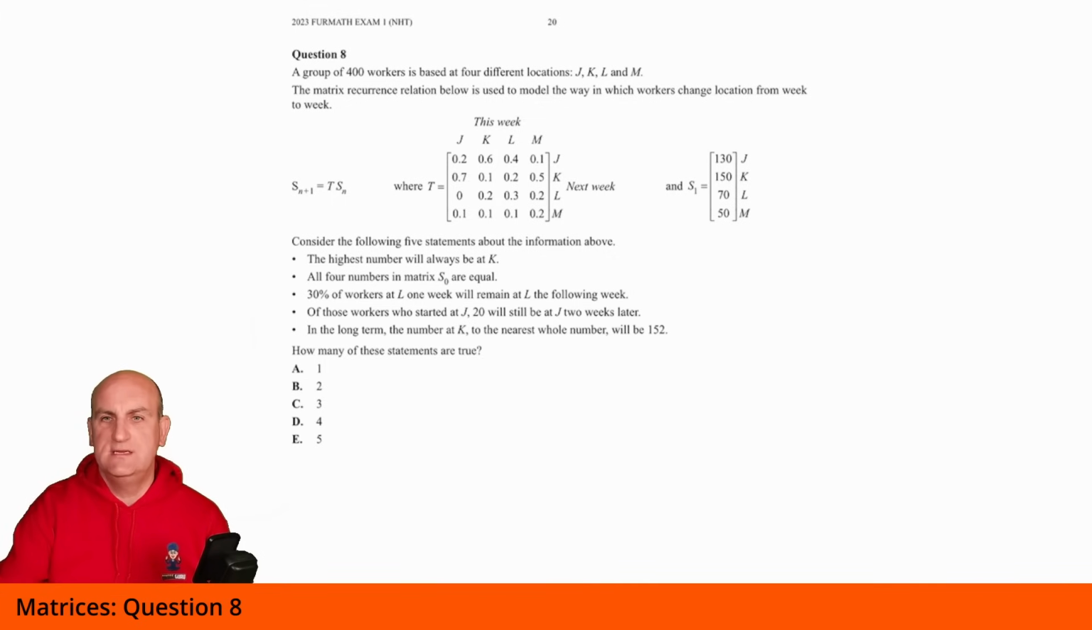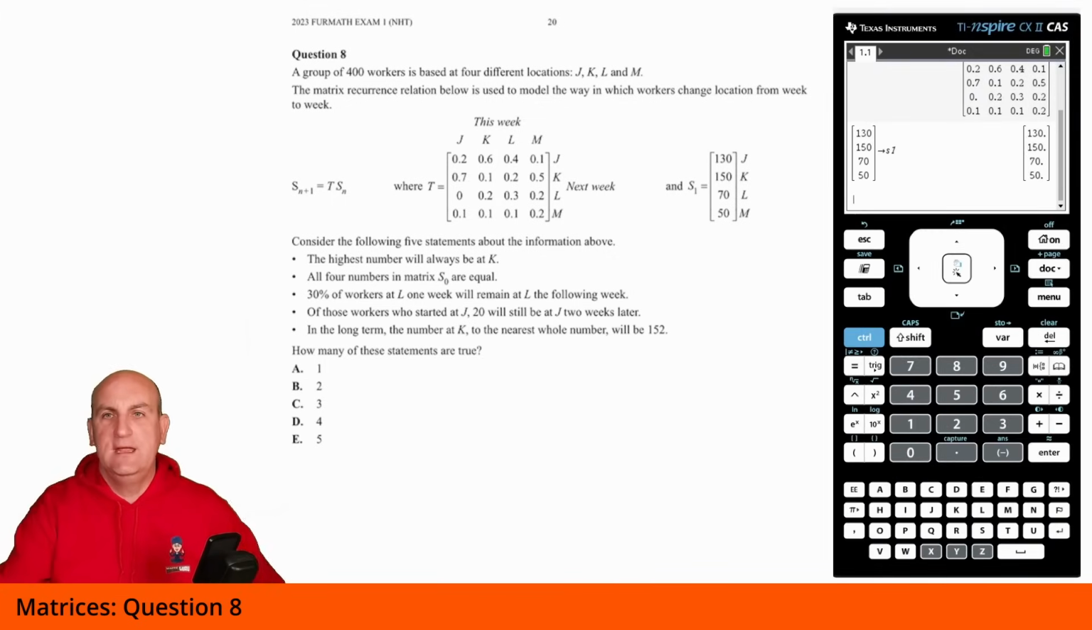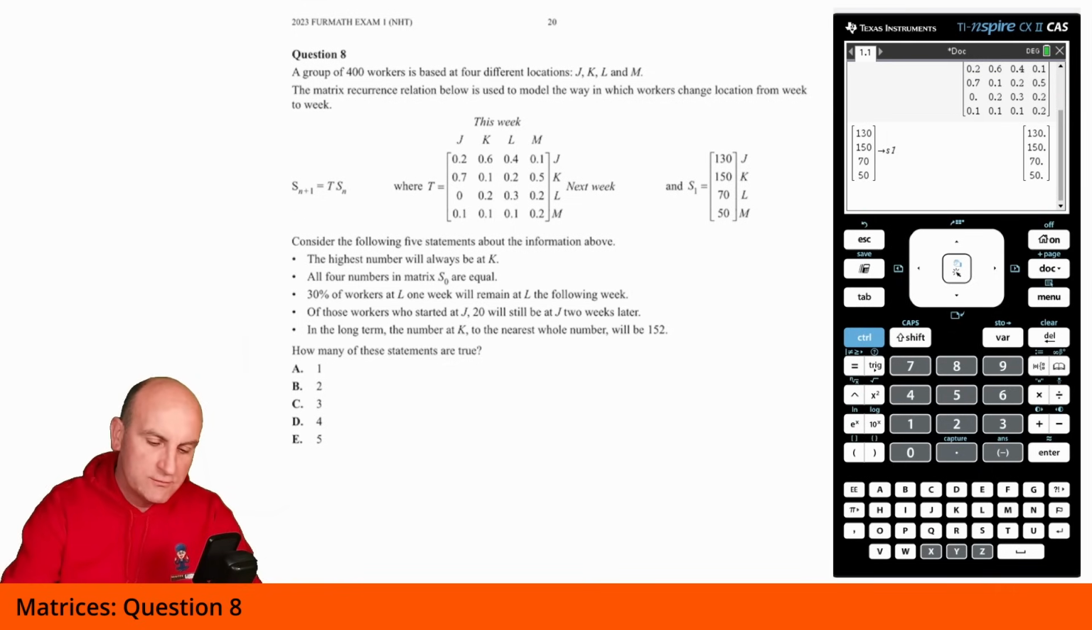Right, okay, so the first thing I'm going to do here is bring up my calculator. Now, I've already defined here my T, my transition matrix, and I've put in S1 as well. The highest number will always be at K. So assuming I'm going to be using this rule to go from state to state to state, let's see what happens. J, 130, K, 150, 70, and 50. So let's do T. So we've got S1 already.